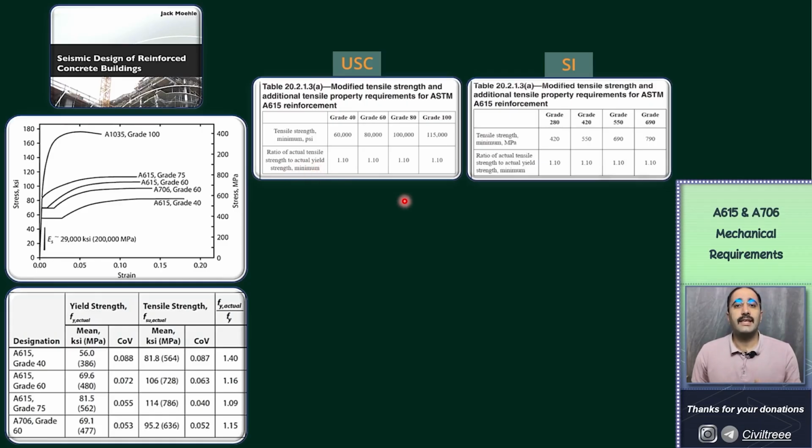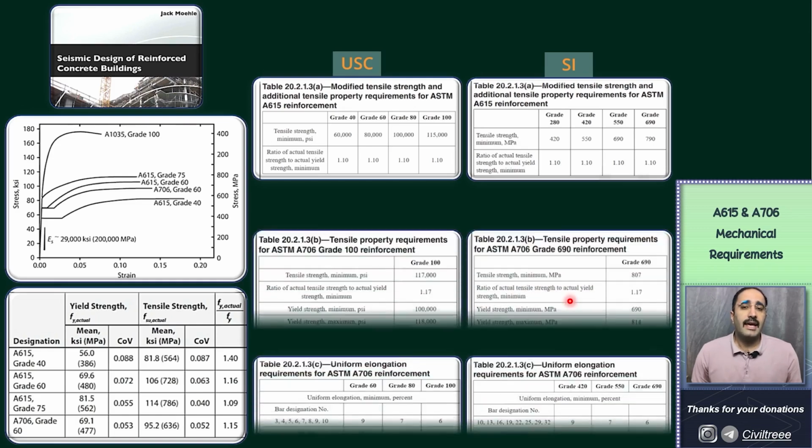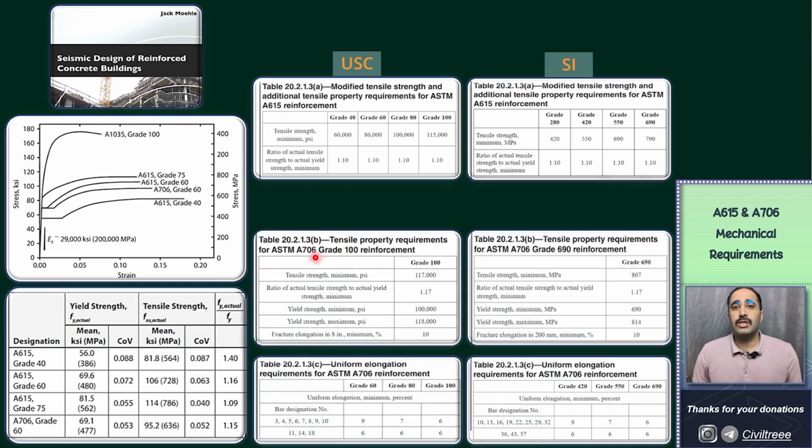Be careful that in this ratio, the actual yield strength and the actual tensile strength are important, not the minimum yield strength or the minimum tensile strength. This is an important point to have in your mind. The ASTM A706 ratio is a little bit higher than the ASTM A615.